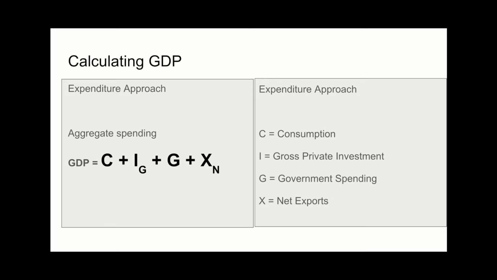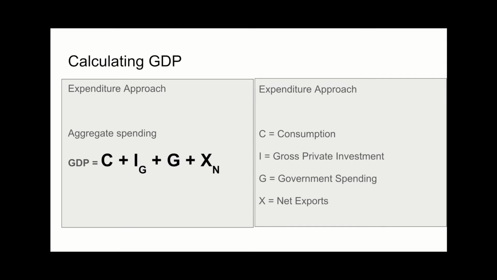Okay. This is how we calculate GDP. This is going to be our main way. This is called the expenditure approach. And we're calculating our aggregate spending, all of the spending that's happening in our economy in that year. So your aggregate spending is going to be C plus I plus G plus X.